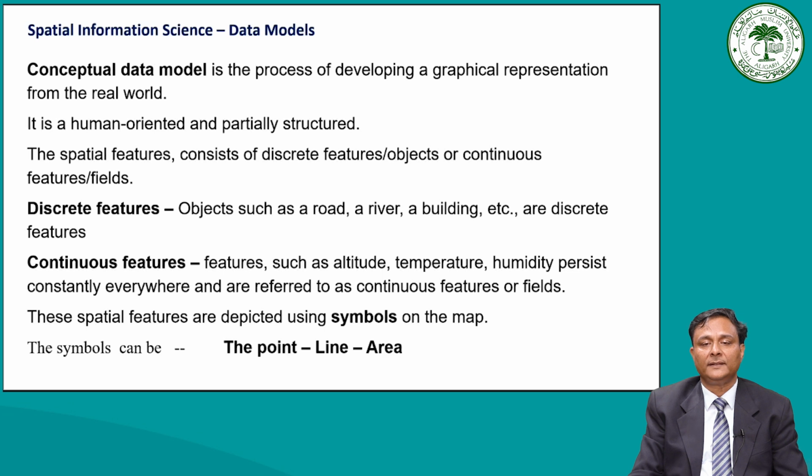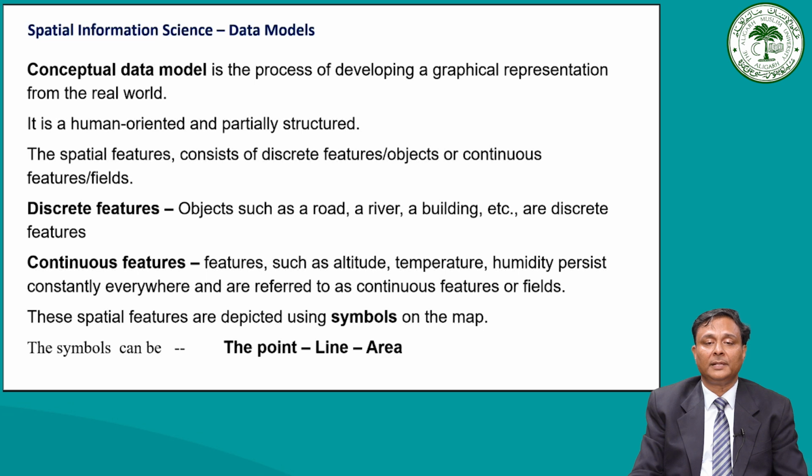Symbols are used to depict these spatial features on the map. There are three types of symbols that may be found on a map: point, line, and area. These are referred to as fundamental cartographic symbols. You all know that points have no dimension, lines have one dimension, and area entities are said to have two dimensions. Now, there can be another type of model, which we can call a three-dimensional model, which indicates the volume also, if we include this in our discussion.